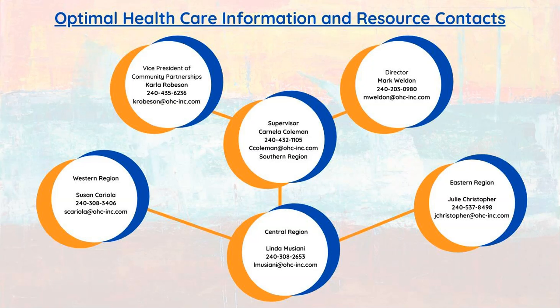On this slide, you'll see the contact information for the Information and Resource team. Carla Robeson is the Vice President of Community Partnerships and supports the Information and Resource team. Then we have our Director, Mark Weldon, and you can find his information in the top right bubble. In the middle, you can see our Information and Resource Supervisor, Carnella Coleman, with her contact information. Starting at the bottom left side of the screen now, we have Susan Cariola in the Western region, Linda Musiani in the Central region, and myself, Julie Christopher, working in the Eastern region. For support in the Southern region, please reach out to the INR Supervisor, Carnella Coleman.